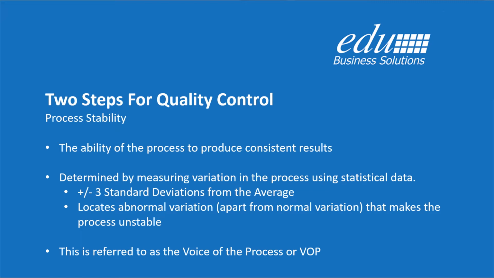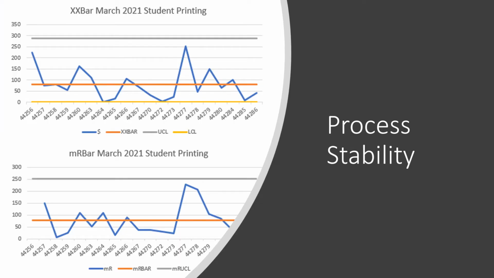If a process is unstable, then it cannot produce quality. We must first bring the process to stability. This is referred to as the voice of the process, or the VOP, or what the process is trying to tell us in terms of what type of variation is occurring. Process stability is determined by measuring the variation of the process via a run chart that has the 3 standard deviations plotted as the control limits. If the process does not go past those control limits or follow some type of pattern, then the process is deemed to be stable, or predictably consistent.